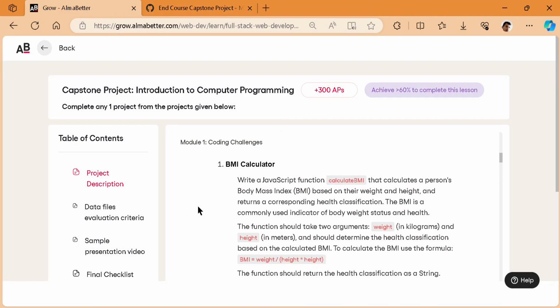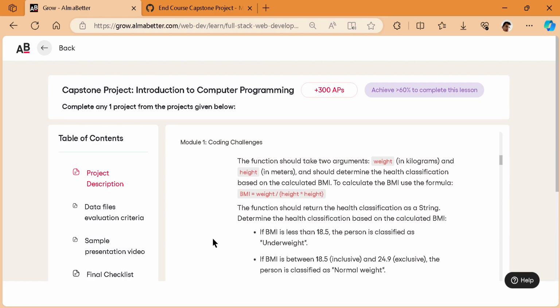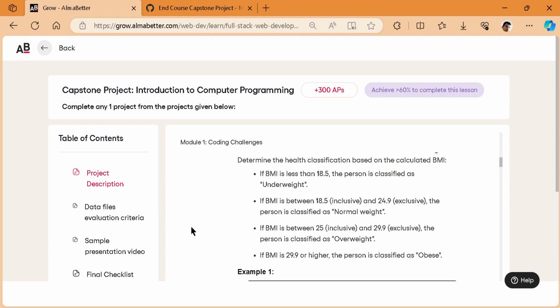First question is the BMI calculator. Write a JavaScript function calculateBMI that calculates a person's body mass index based on their weight and height and returns a corresponding health classification. BMI is a commonly used indicator of body weight status and health. The function should take two arguments, weight and height. We are getting weight and height as input, and we have to calculate the BMI, whose formula is BMI equals weight divided by height squared, height into height.